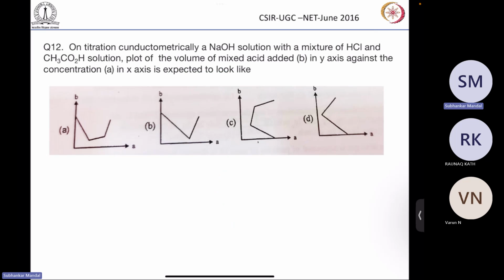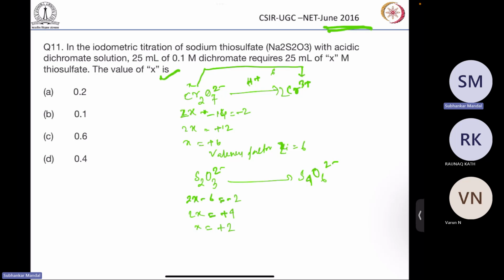So plus 2. Here, what is the oxidation state? 4x minus 12 is equal to minus 2, so 4x is equal to plus 10. So x is equal to 2.5, that is 5 by 2. So what is the valency factor here? Z2 is 1, plus 2 to 2.5 per sulfur, so it is 1. And here, plus 6 to plus 3, so this is 6.